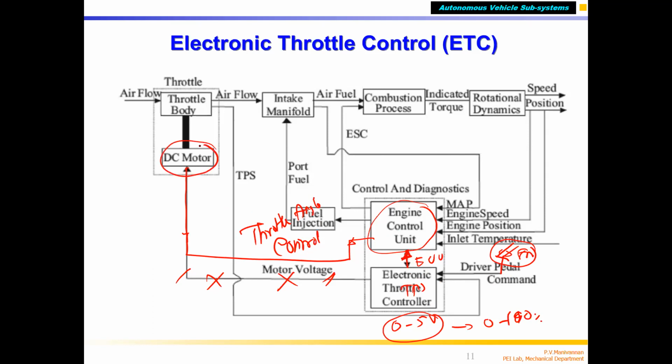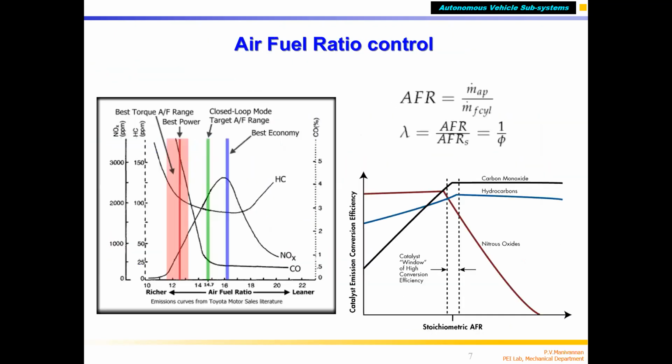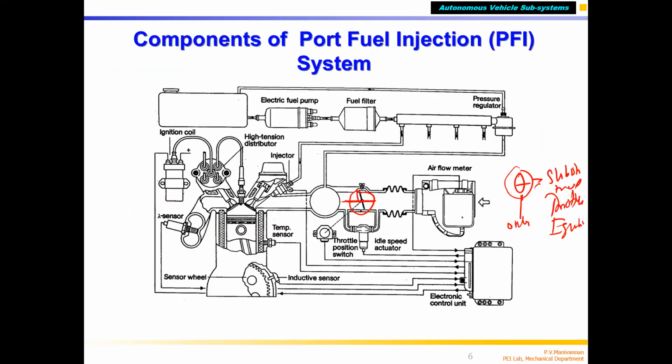Here a DC motor is there. You can see that this throttle plate is connected to a DC motor. There's no mechanical linkage. It can be a DC motor, or a stepper motor also. Many times they use a DC servo motor or stepper motor. A stepper motor is cheaper, which is an advantage. So the motor gets its command from the ECU.